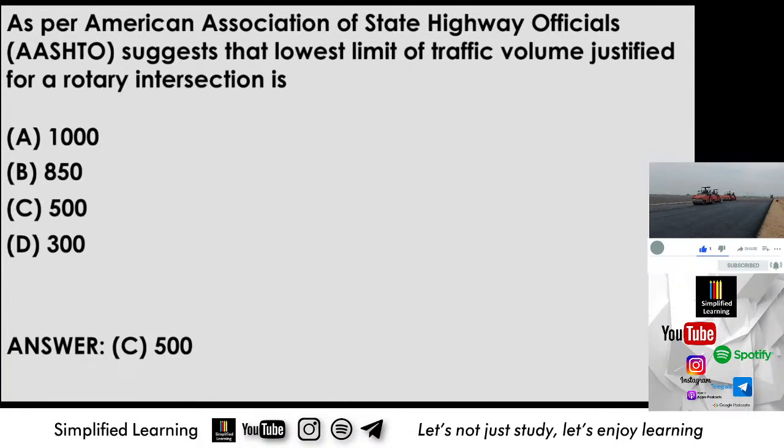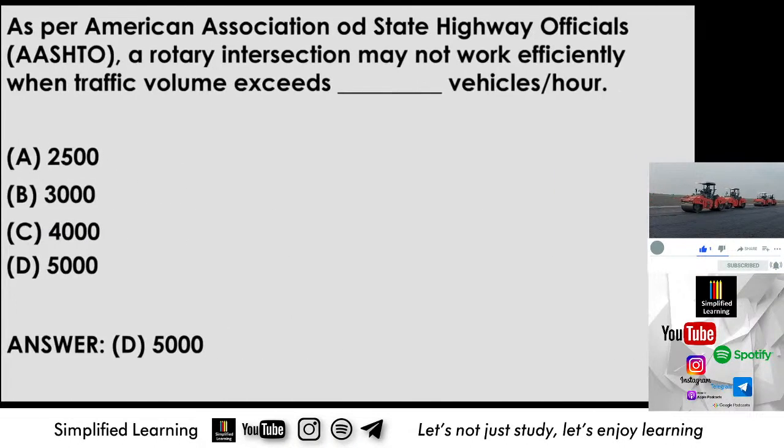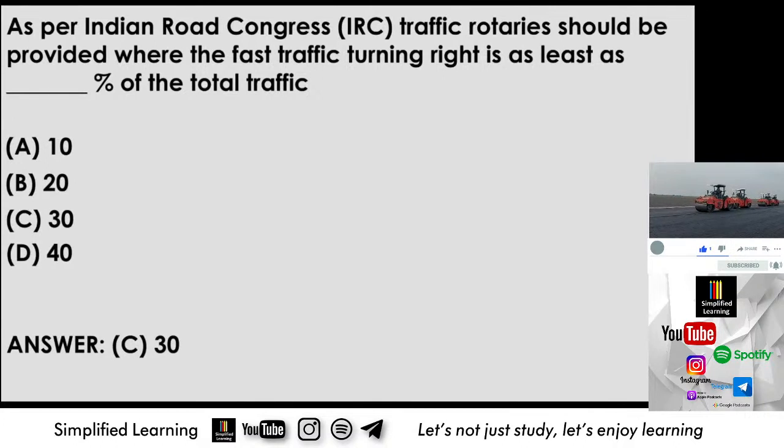As per the American Association of State Highway Officials, that is AASHTO, the lowest limit of traffic volume justified for a rotary intersection is 500. As per the Indian Roads Congress, that is IRC, traffic rotaries should be provided where intersecting traffic is about 50% or more of the total traffic. As per AASHTO, a rotary intersection may not work efficiently when traffic volume exceeds 5,000 vehicles per hour. As per IRC, traffic rotaries should be provided where the fast traffic turning right is at least 30% of total traffic.